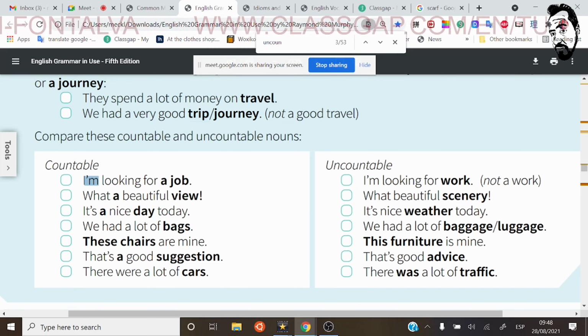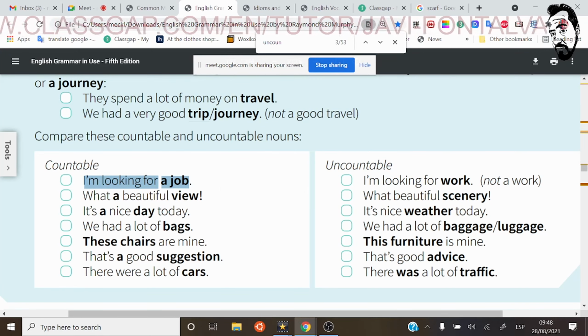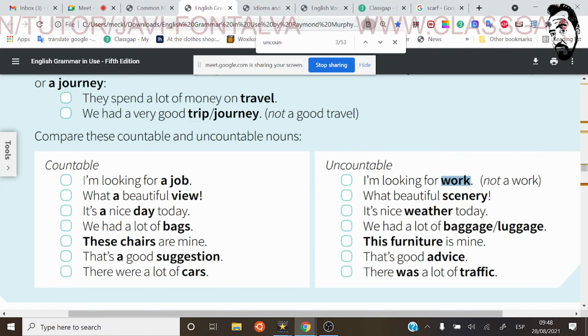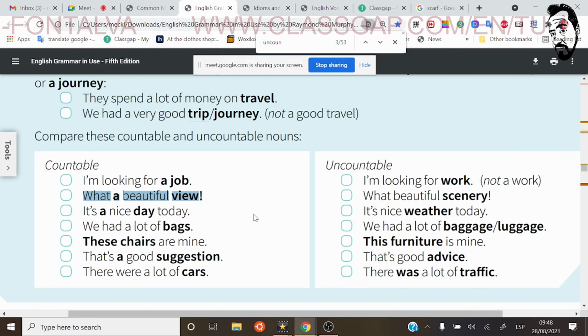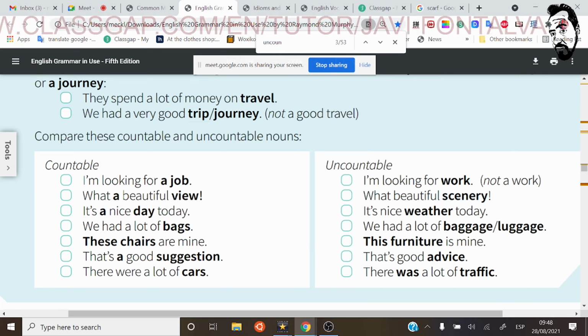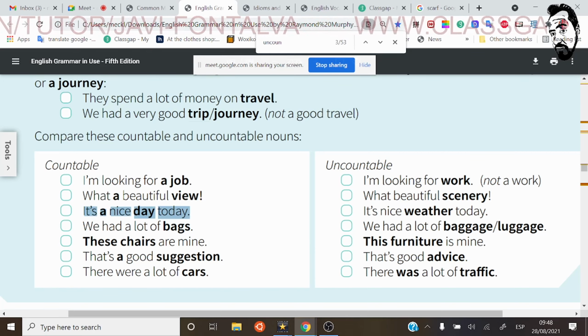Let's move on. Can I read this? I'm looking for a job. So, a job, but we say? I'm looking for work. It's work, okay? Work. Okay, next one. What a beautiful view. I can see that. What a beautiful scenery. Scenery. Okay, next one.